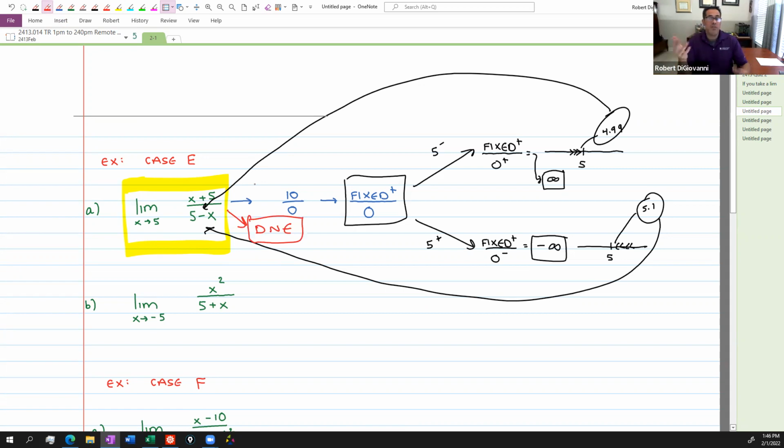So I'll have students that'll ask me, well, wait a minute. If this is what happens, then can I just always say, if it's a two-sided limit, that it does not exist? You know what I'm saying? Is that always the case? No, it's not. I'll give you an example in a minute.